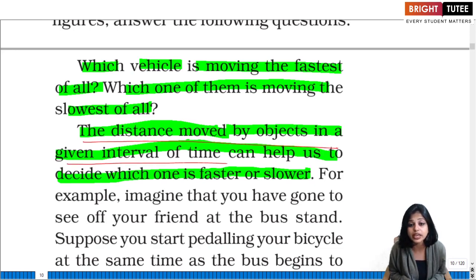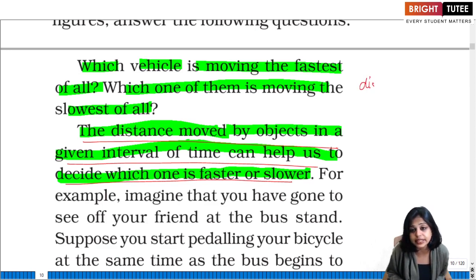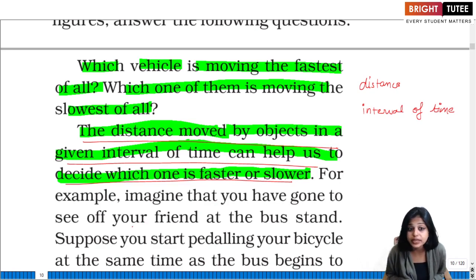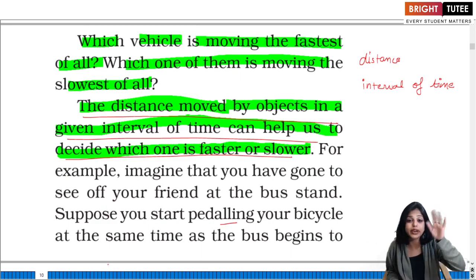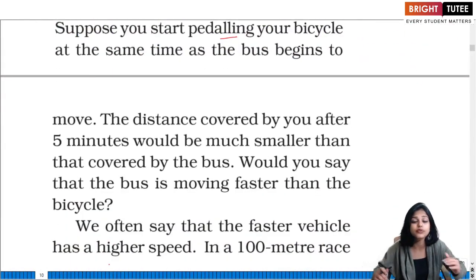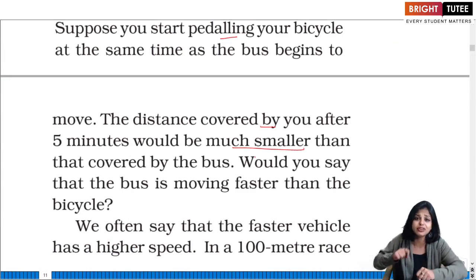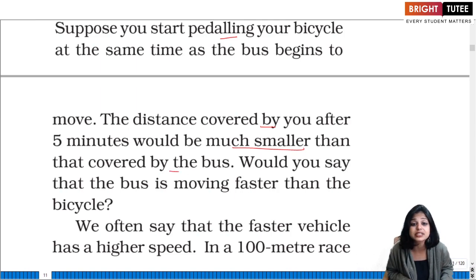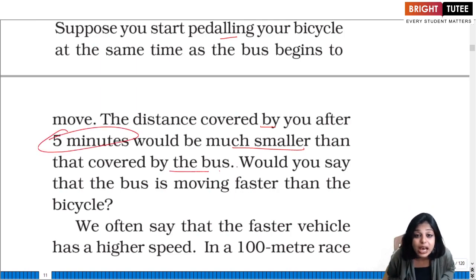So what is the part, kids, that we actually have to understand? What is the distance traveled by all the cars in a given interval of time? So these two things matter the most while knowing the pace of the motion. For example, imagine that you have gone to see off your friend at the bus stand. Suppose you start pedaling your bicycle at the same time that the bus begins. So you are just saying bye to your friend and you start on your bicycle, and at the same moment, the bus also starts, right? Both of you are moving in the same direction for some time. So the distance covered by you after 5 minutes would be very, very small. You are going on a cycle. How can you compare with a bus? For the bus, the distance will be very, very great in the same interval of time. This is how we can say that the pace of the bus is faster as compared to the cycle.